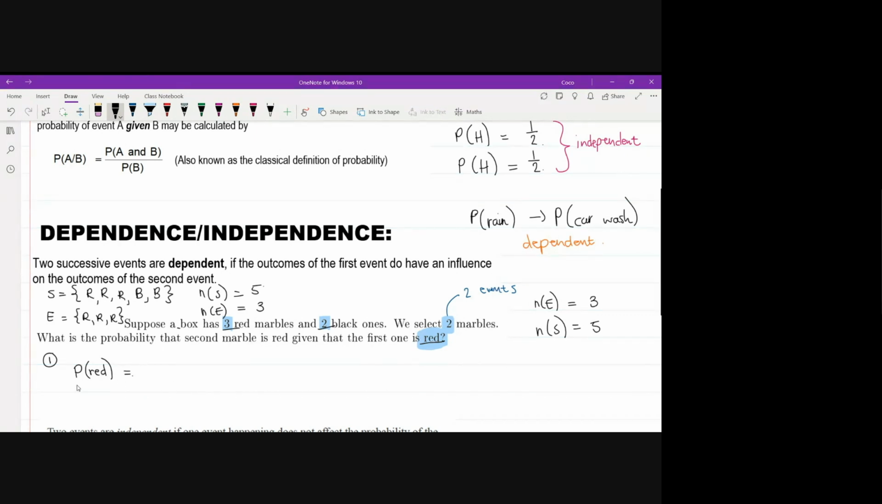Good. So what is the probability that I would pull out a red marble? It would have to be the event over the sample, right? Because the probability of any event is the event size divided by the sample size. So that would have to be 3 over 5. Is everybody with me here? Are we all good?